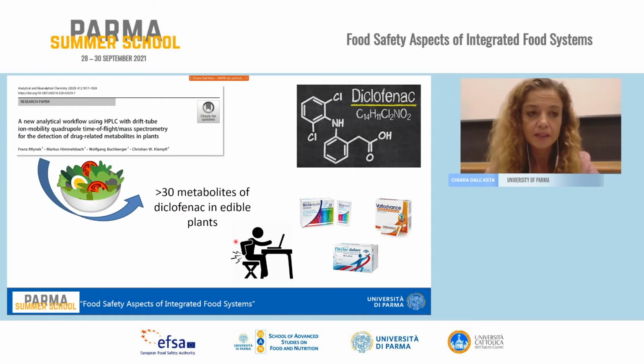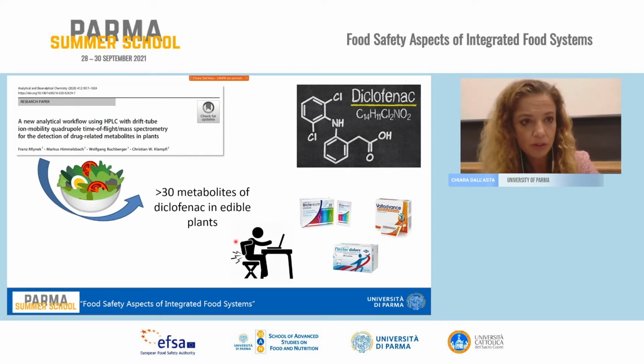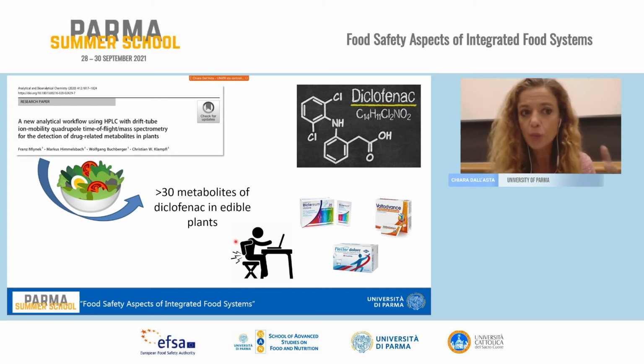In that case, the scientists found more than 30 metabolites of diclofenac in salads, tomato, carrots, onions, and whatever. So, maybe in terms of amount and concentration, these 30 metabolites are not relevant in terms of exposure and risk assessment contribution. But from a scientific point of view, we cannot neglect them. We have to consider them. This is something we have to keep at least at the back of our mind.